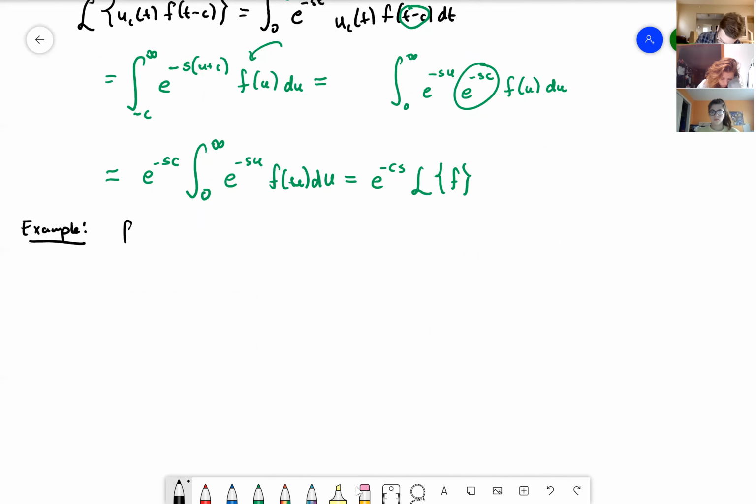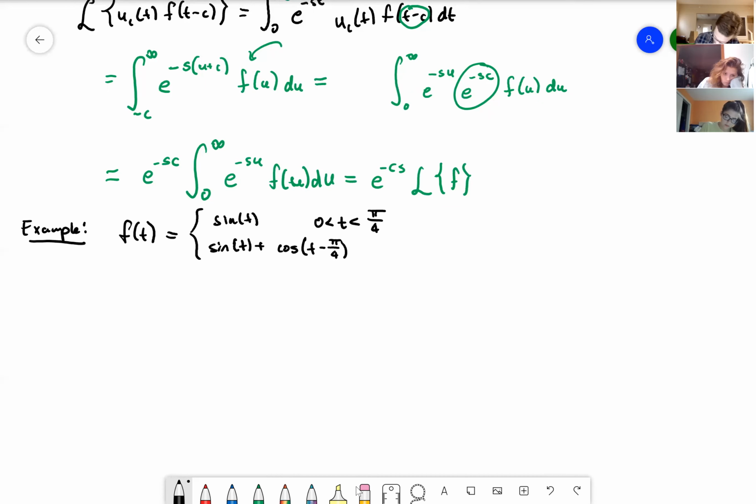So the first example is a function which is sine of t from 0 to pi over 4, and sine of t plus cosine of t, but shifted forward by pi over 4. And so this is for t greater than pi over 4.